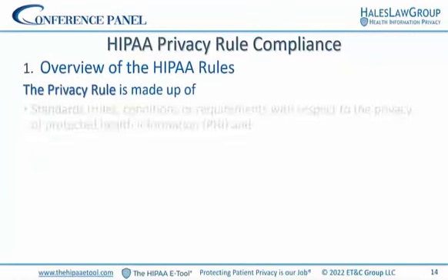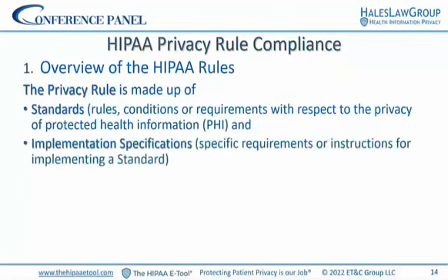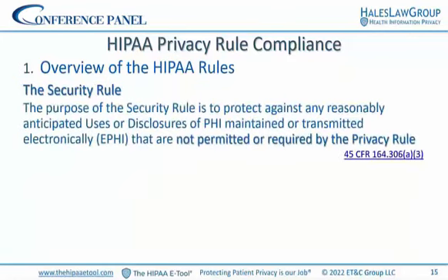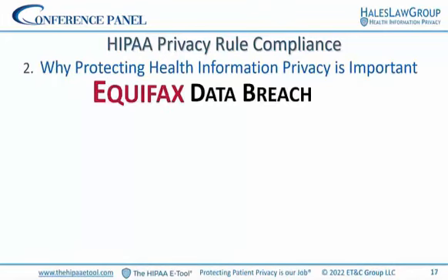The privacy rule is made up of standards. So those are conditions that apply to protected health information. The security rule focuses on protected health information that's maintained or transmitted electronically. Why protecting health information privacy is important. Let's look at an example of organizational problems. This is Equifax.